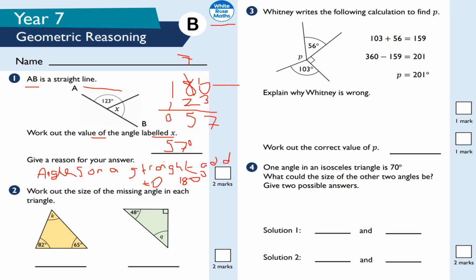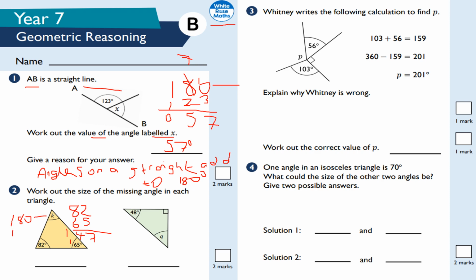So angles in a triangle add up to 180. So I'm going to do 82 plus 65, plus K has to equal 180. So I'm going to add these two and then take away from 180. 2 plus 5 is 7. And 8 plus 6 is 14. So 4 carry the 1 and the 1 comes down there. Okay, so 180 take away 147.